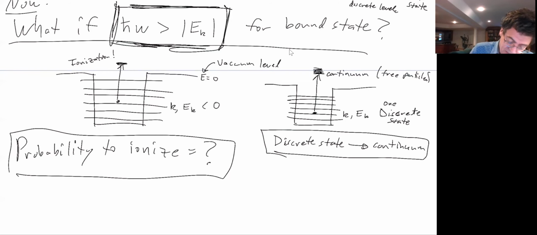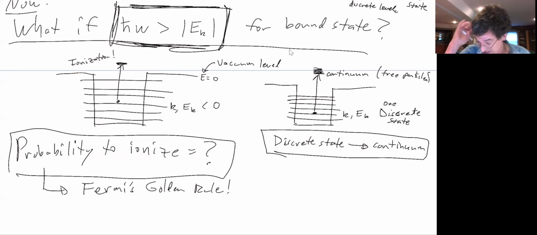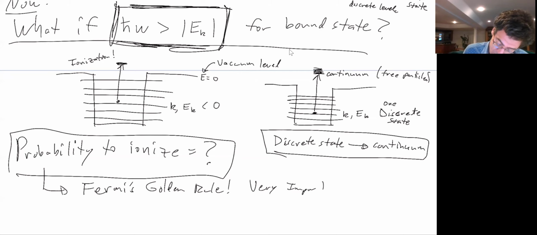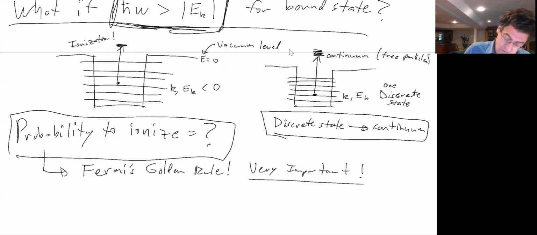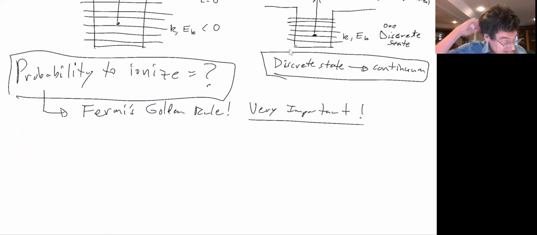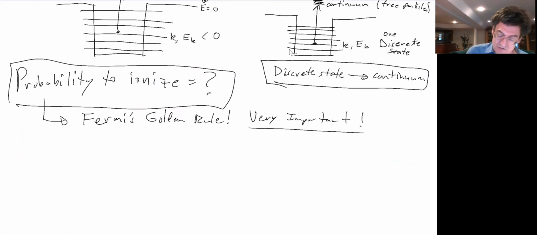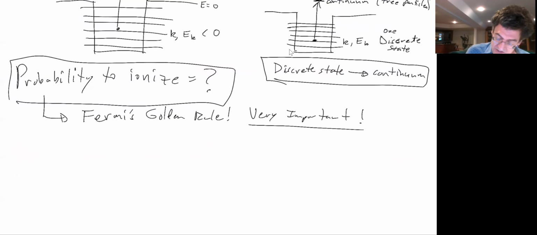And this is going to lead to Fermi's golden rule. And so that's the whole point of this, Fermi's golden rule. And it's kind of an interesting and very important result. That's why it's called the golden rule. It's very important. So, okay, let's calculate it. Let's figure out what that probability is.